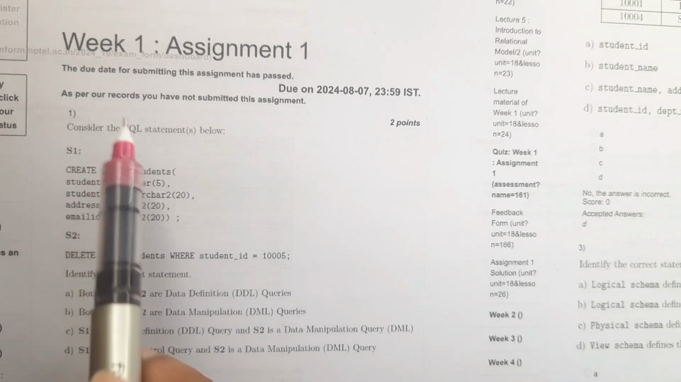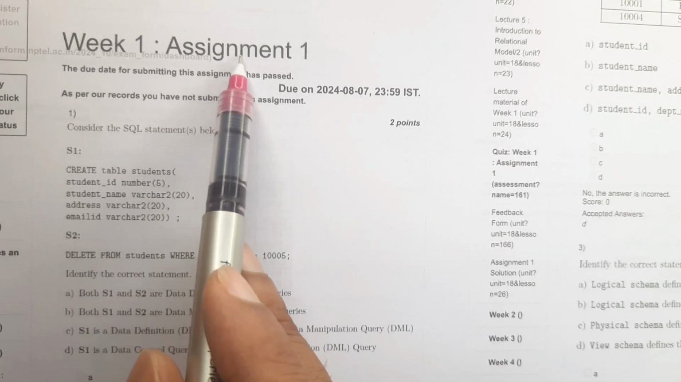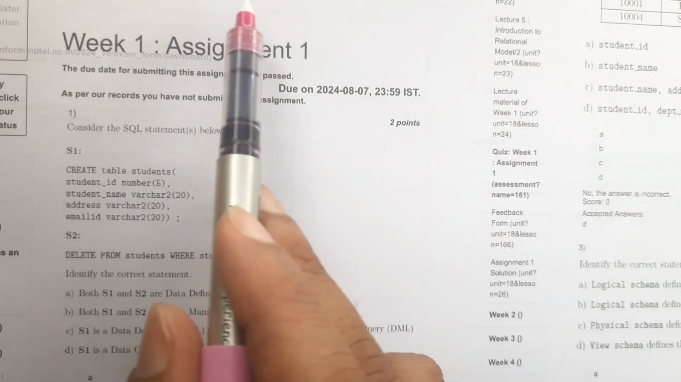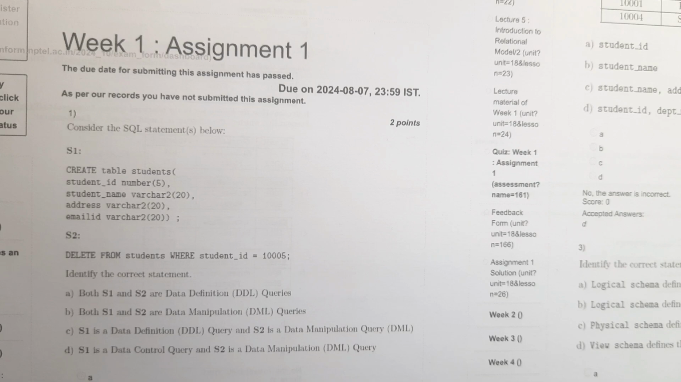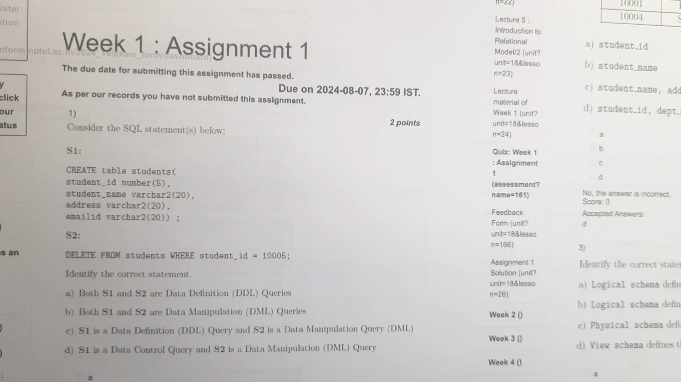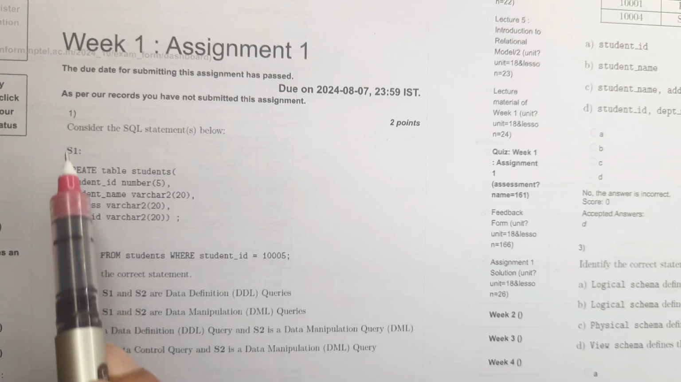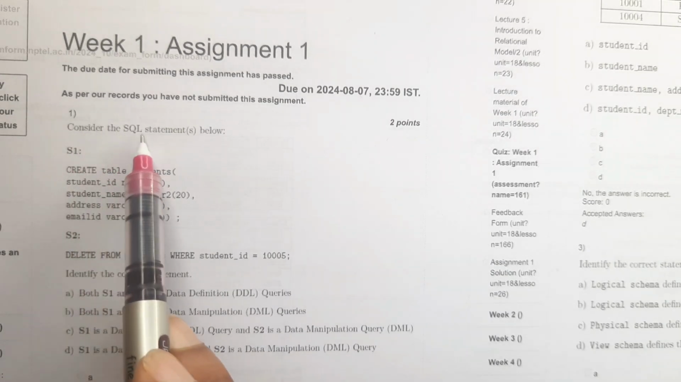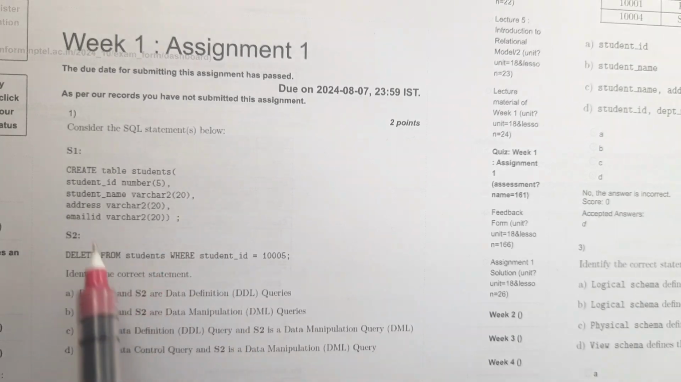Today we'll discuss the Week 1 Assignment 1 Database Management System course solutions. So today I'm going to explain the Week 1 Assignment 1 solutions. So in the very first question, consider the SQL statement below.